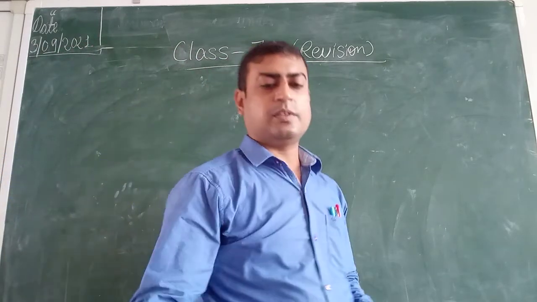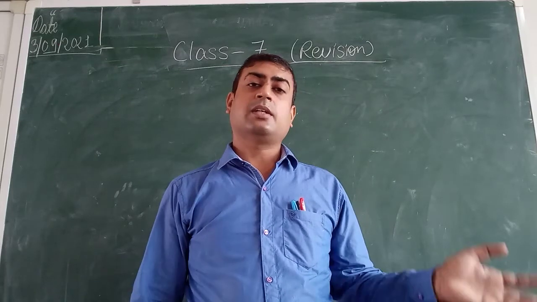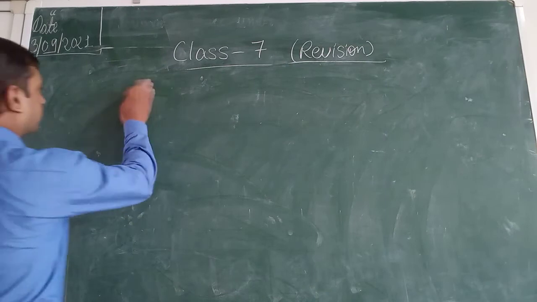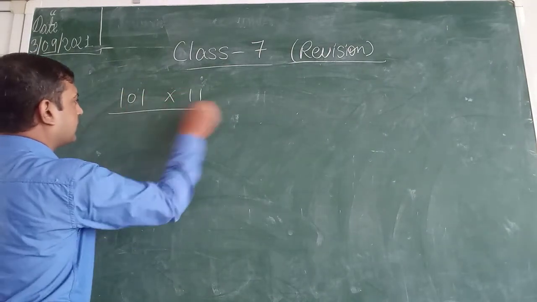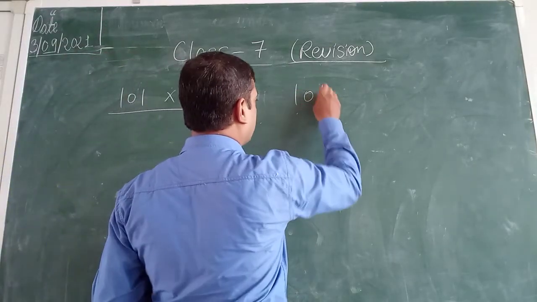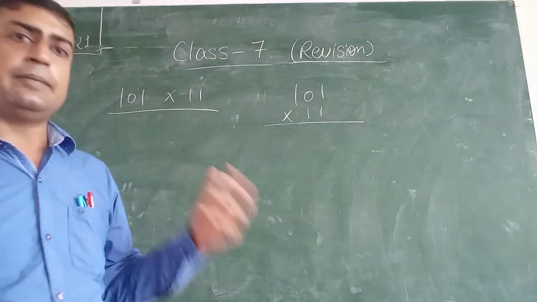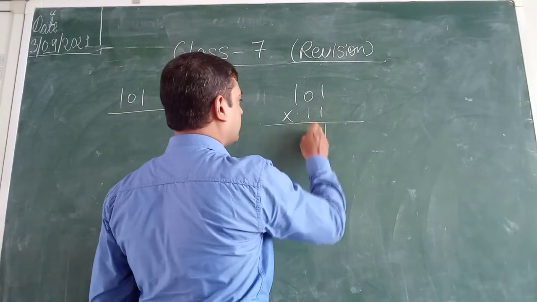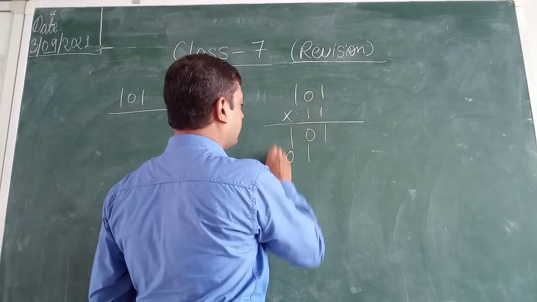In multiplication you will follow the same rule as you are following in the simple decimal multiplication. Let's say example, 101 into 11. If this is the question given, 101 into 11, so you will write 101 into 11. Now you will multiply it simply as you are multiplying in decimal number system. 1 ones are 1, 1 zeros are 0, 1 ones are 1. 1 ones are 1, 1 zeros are 0, 1 ones are 1.